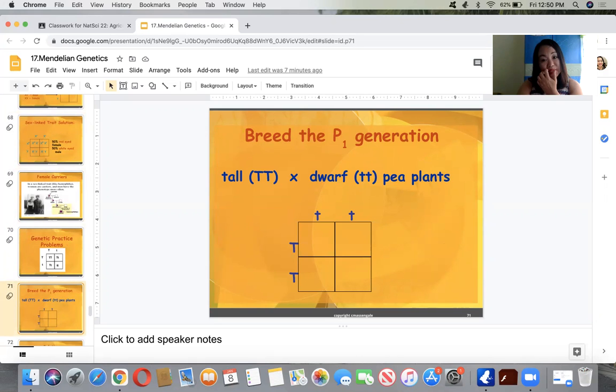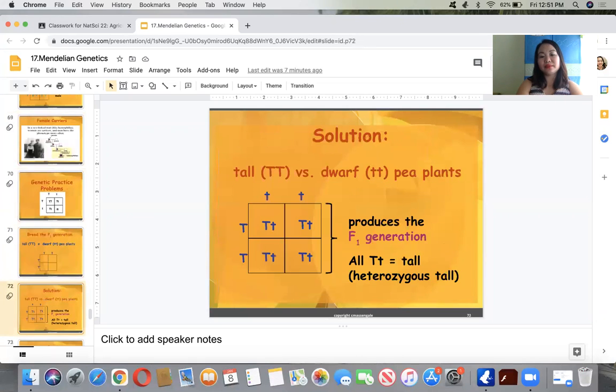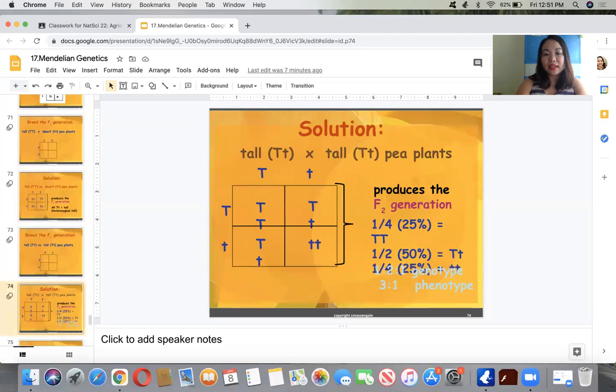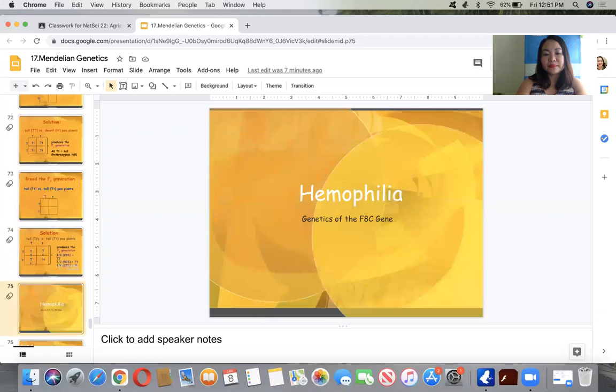dwarf pea plants with a P1 generation. We have discussed this in the previous lessons, but as your practice, you can do this. So breed also the F1 generation between heterozygous tall, and you have here the solution.